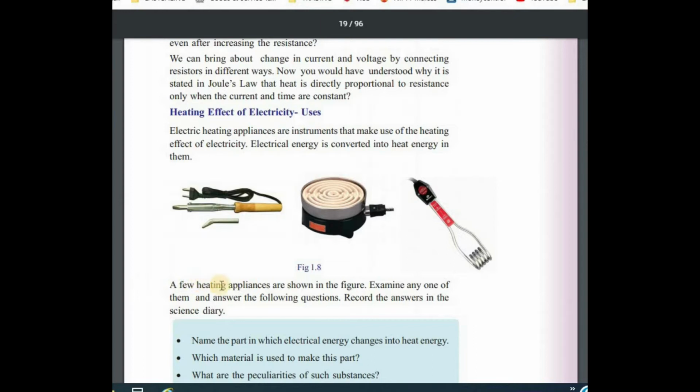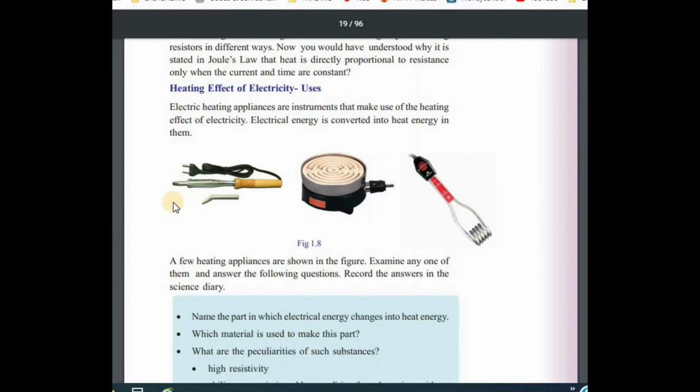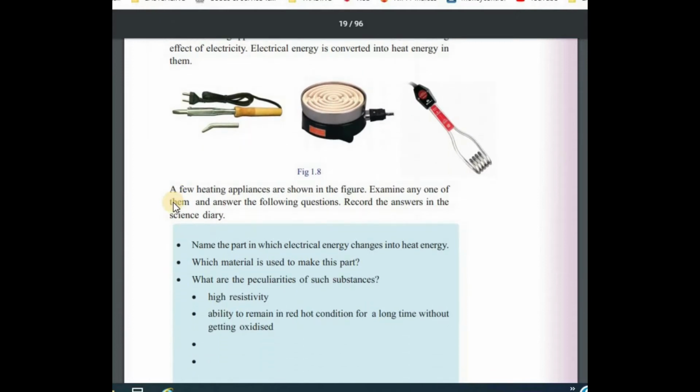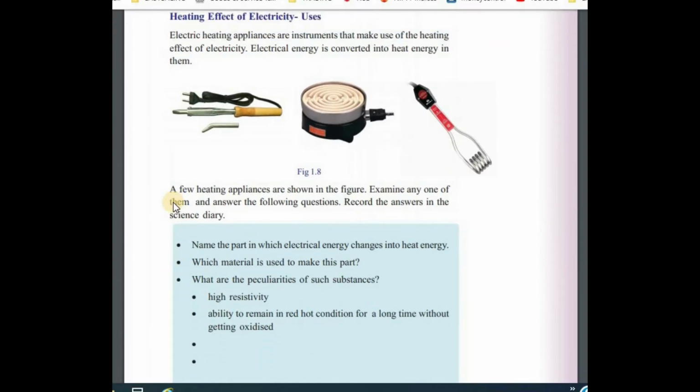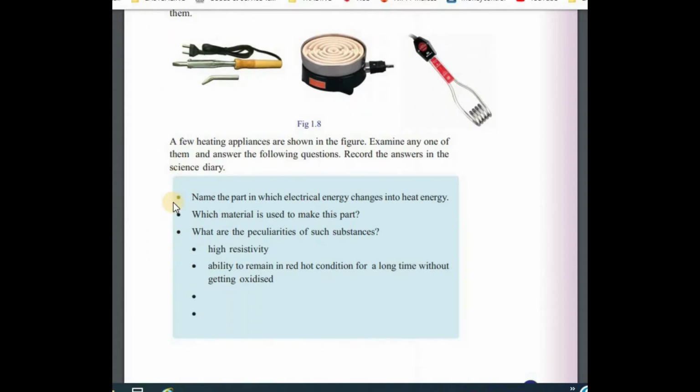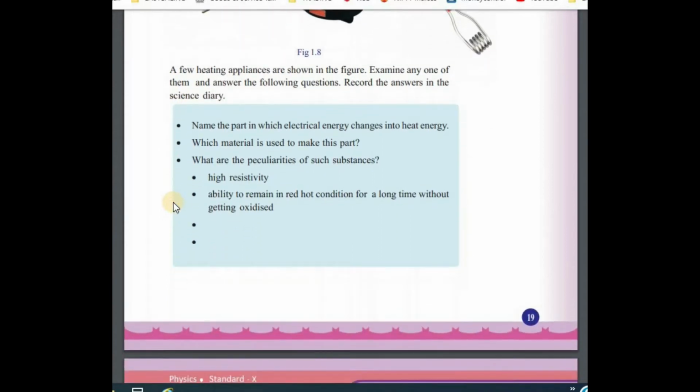In all these heating appliances, there is a part which actually converts the electrical energy into heat energy. Which is that part? What is that part actually called? Which material is used to make this part? And what are the peculiarities of such substance that we are going to discuss here? Okay, what is the part which actually converts the electrical energy into heat energy in such devices? That part is called what?